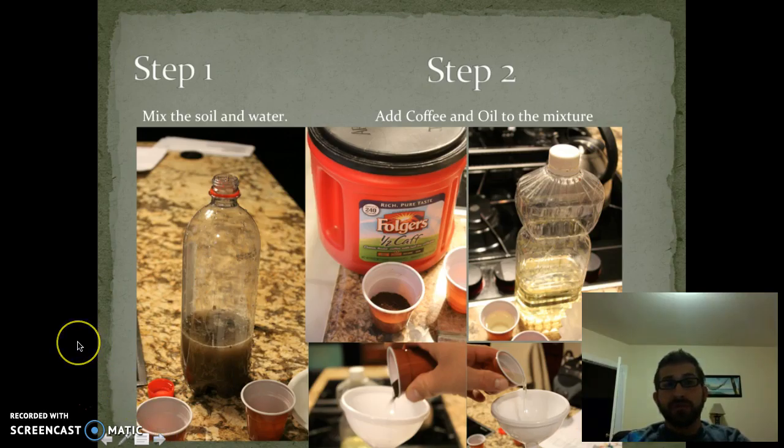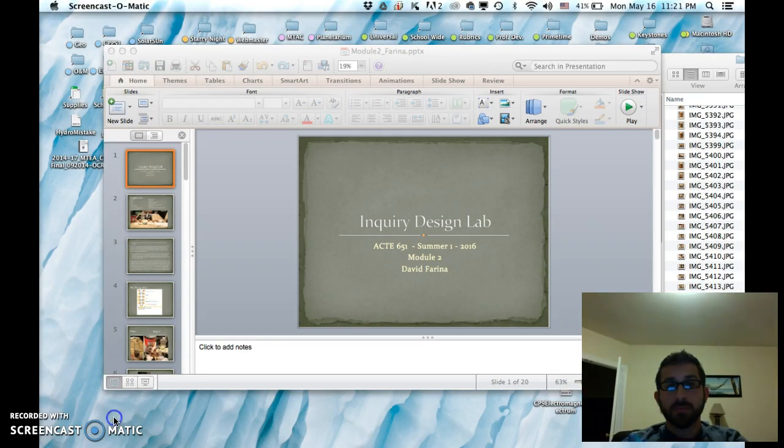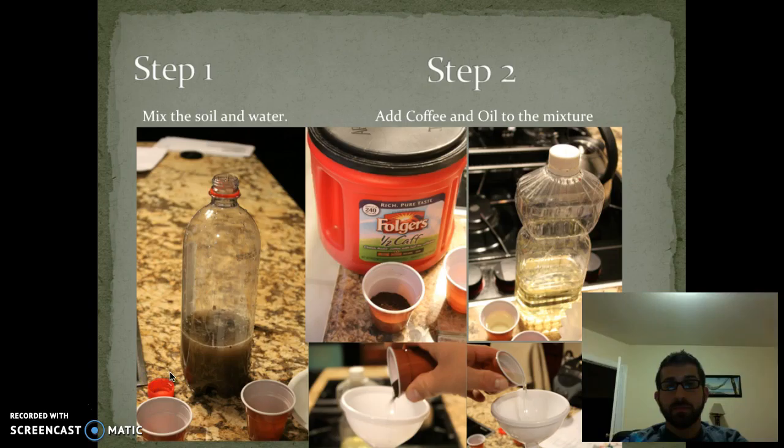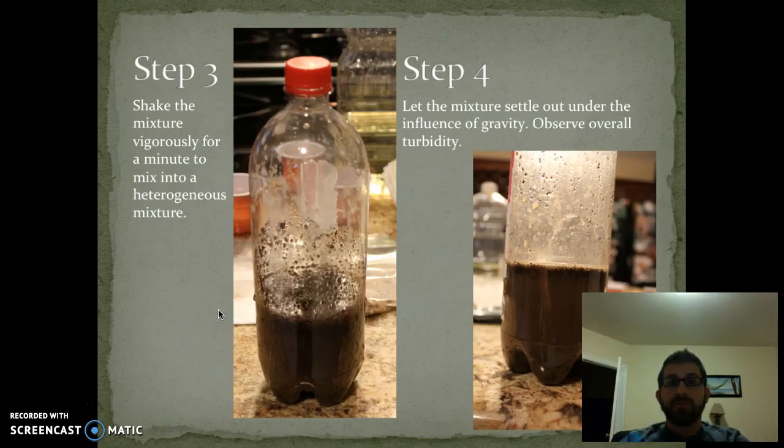So step 1, I mixed the soil and water, and step 2, I added the coffee and oil mixtures. Step 3, I shook the whole thing vigorously and, in step 4, let it settle out by gravity and observed the overall turbidity, the clarity of the water. The higher the turbidity, the harder it is to see through.